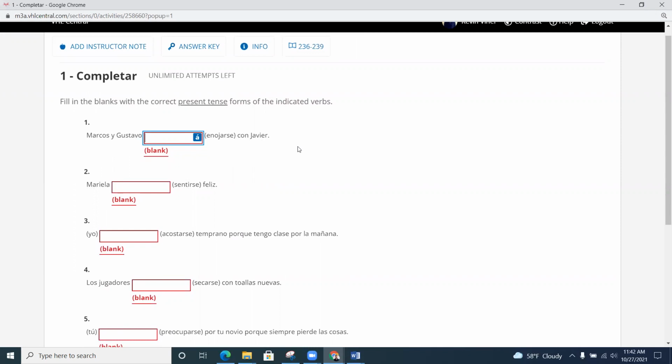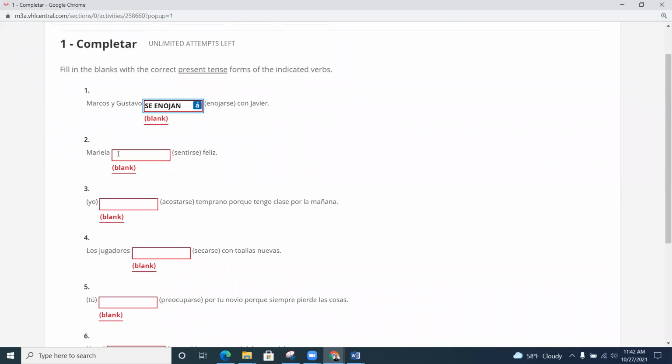Pausa. Y volvimos. Aquí diríamos Marcos y Gustavo se enojan. Right? Because it's the verb enojarse. And we conjugate it for ellos. Bien. Número 2. Mariela blank feliz. Sentirse. Pausa.